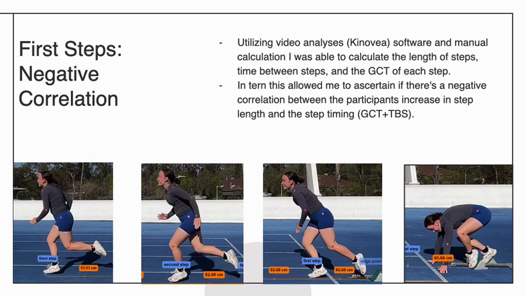Regarding first steps and negative correlation, utilizing video analysis software like Kinovea and manual calculation, I was able to calculate the length of the steps, the time between the steps, and the ground contact time of each step. In turn, this allowed us to ascertain whether the negative correlation between the participant's increase in step length and the step timing was actually there.